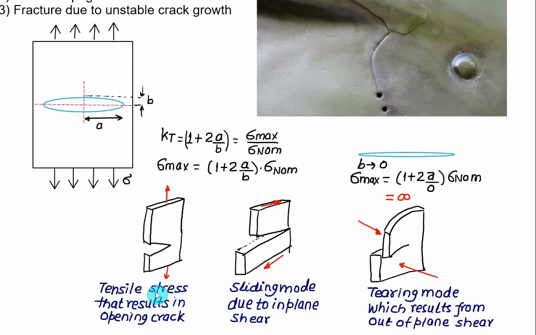First mode is the tensile stress that results in the opening of the crack and the crack propagation. Second is a sliding mode due to the in-plane shear, and the third is a tearing mode which results from the out of plane shear. Out of the three modes that we have discussed here, mode 1 is the most common of crack propagation.